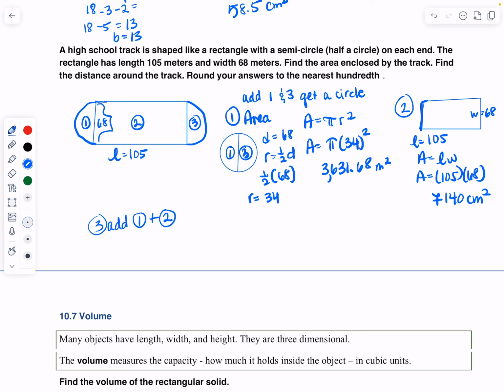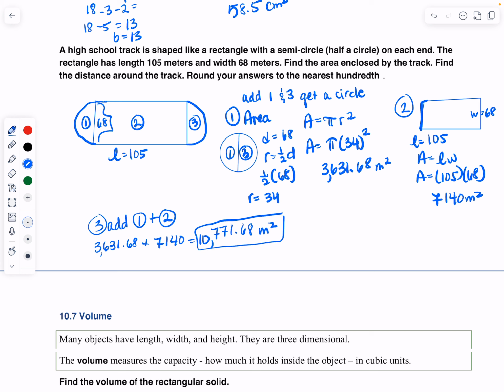So my last step is to add area 1 plus area 2 together. So I'm going to add the circle, which is 3,631.68 plus 7,140 centimeters squared. And I accidentally put centimeters on that. Sorry about that, guys. That should be meters. Let me fix that really quick. Big difference. Okay, so I'm going to add those two together. So the total area is 10,771.68 meters squared. That is the area.